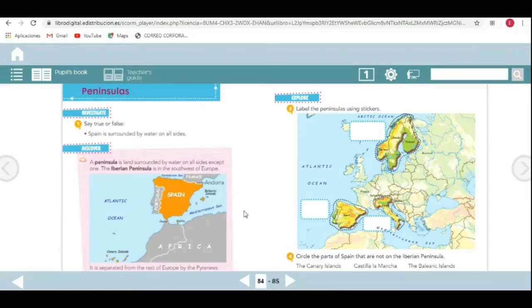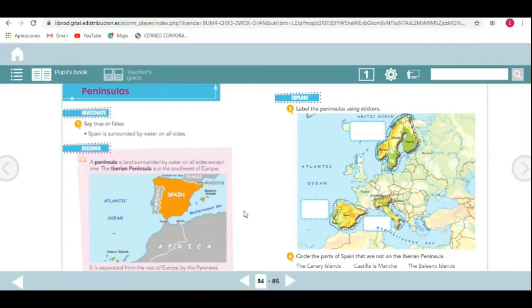Today, we are going to talk about peninsulas. We are going to talk also about the main peninsulas that we can find next to us. For example, the Iberian Peninsula, the Scandinavian Peninsula, or the Italian Peninsula. We start with activity number 1.